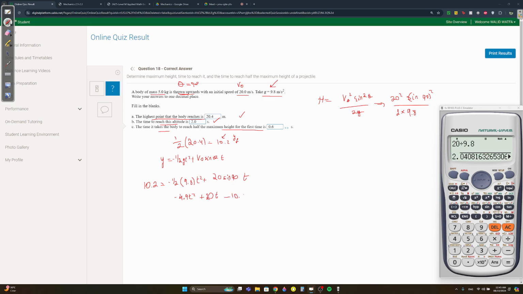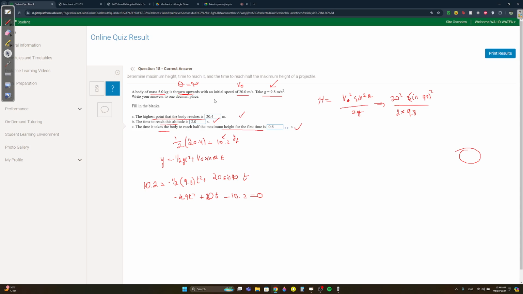Minus 10.2 equals 0. Move it all to one side, because we're trying to solve a quadratic. Put it in your calculator equation mode: minus 4.9, 20, minus 10.2. For the first time, so they want the smaller value, right? They're saying for the first time, so we take not the bigger value, the smaller value. 0.6 seconds. They didn't tell you to round it to one decimal place. Okay, so we're done.